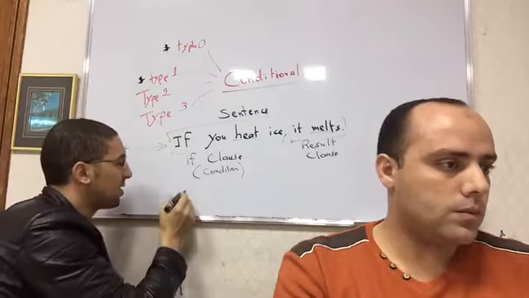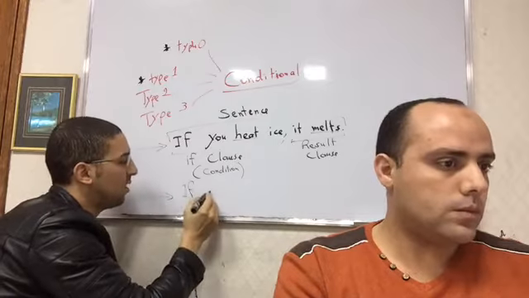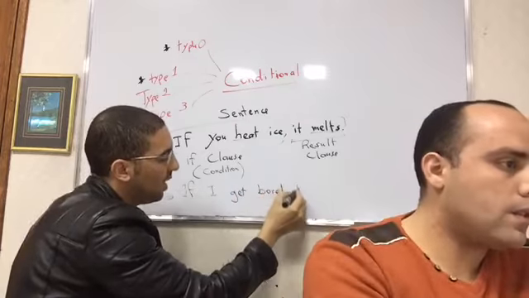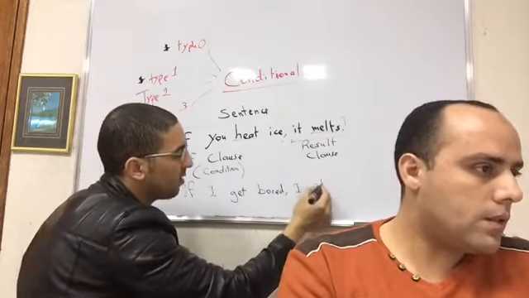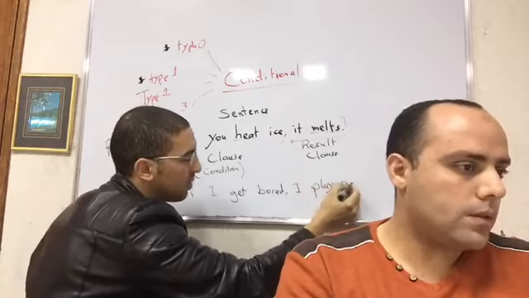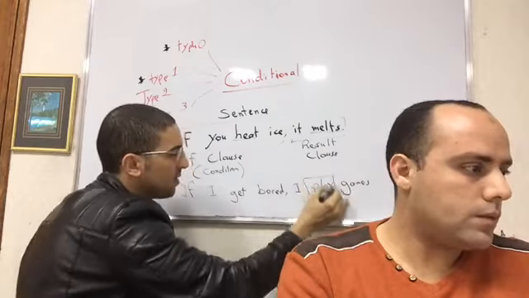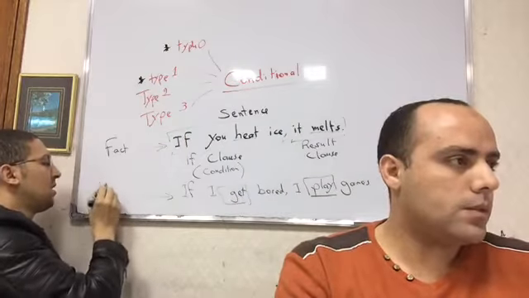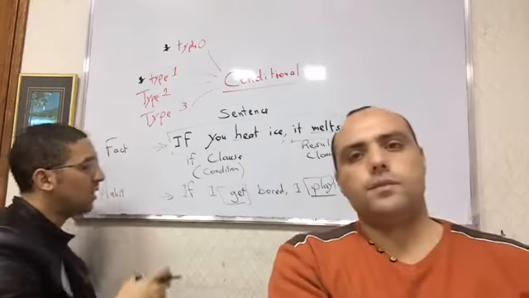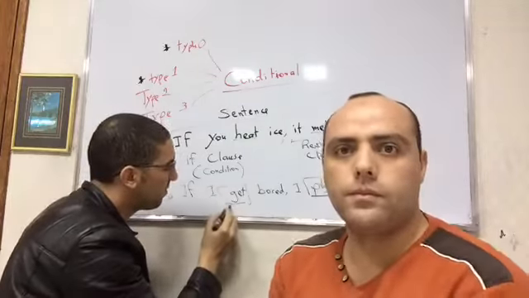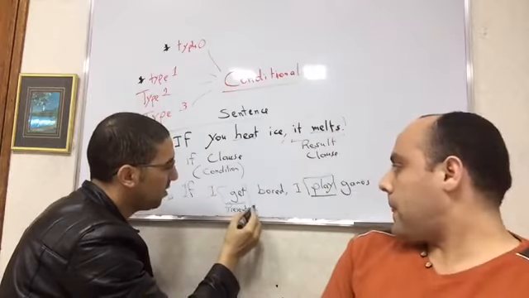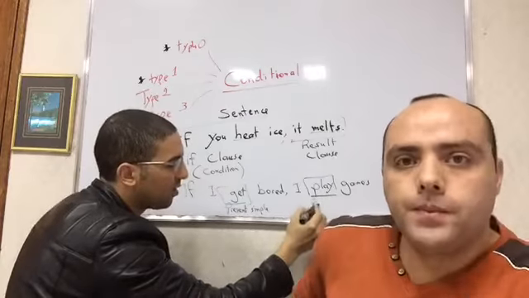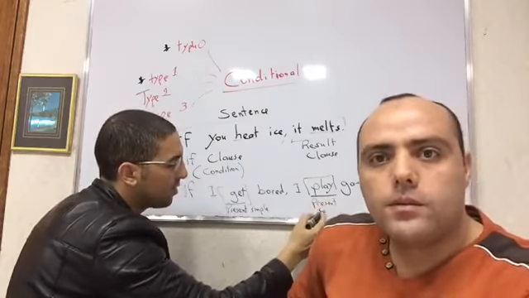Now sometimes, if you remember, when we talked about the uses of the present simple, we said that we use it for habits. For example, we say, if I get bored, I play games. This is something that is always true, or a habit. So get is in the present simple in the if clause, and play here is in the present simple as well.